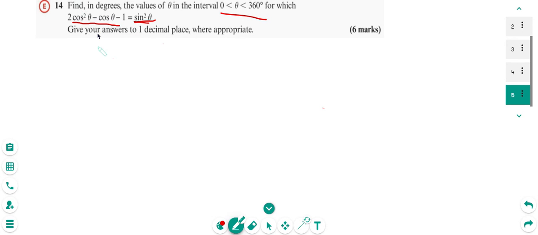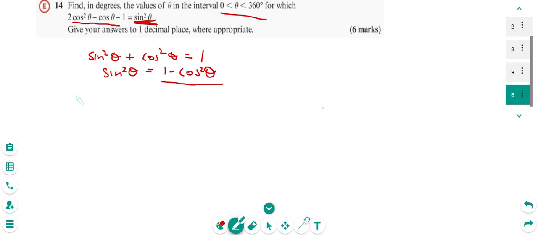So we're going to use the identity sine squared theta plus cos squared theta equals 1. And if we rearrange it, we can get that sine squared theta is equal to 1 minus cos squared theta. And we can use that to replace the sine squared in this equation. We're replacing it by the 1 minus cos squared theta.